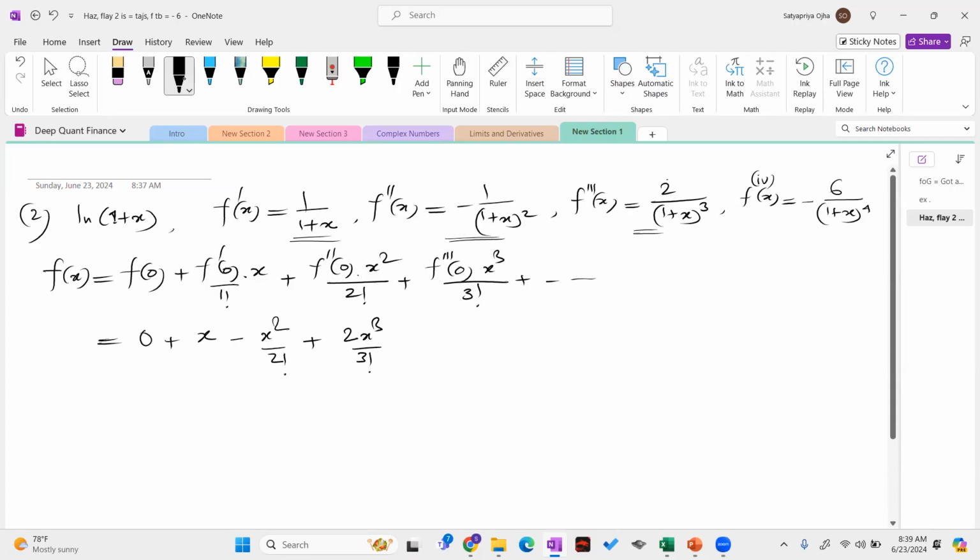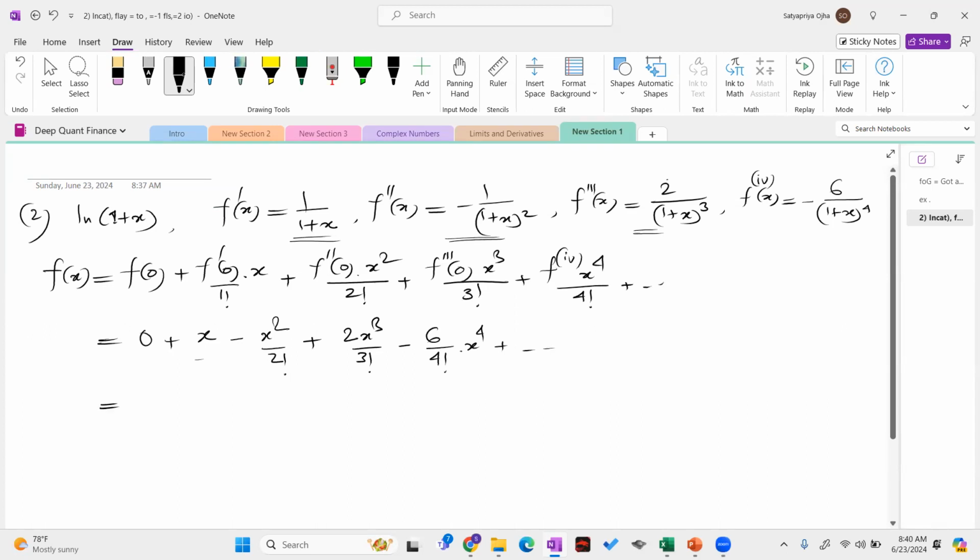Actually, you know what? Let me retain this for now. The next term would be, what is the next term? Let me write it down. Fourth derivative, x to the power 4 divided by 4 factorial. So that is minus 6, 6 divided by 4 factorial, x4, right? So one thing we notice is that it alternates between plus and minus, plus, minus, plus, minus.